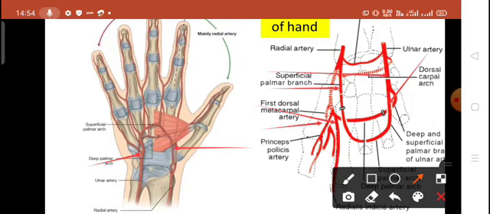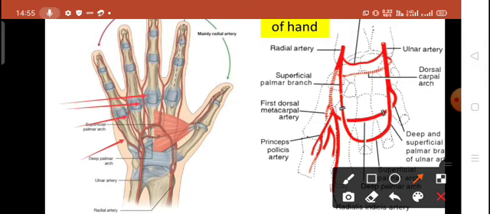You can see here, this is the superficial palmar arch. From the superficial palmar arch, four arteries arise. That means the superficial palmar arch gives one proper digital artery and three common digital arteries. You can see in this diagram, all these four arteries arise from the superficial palmar arch.